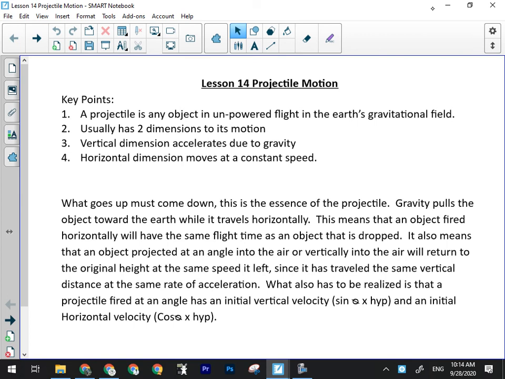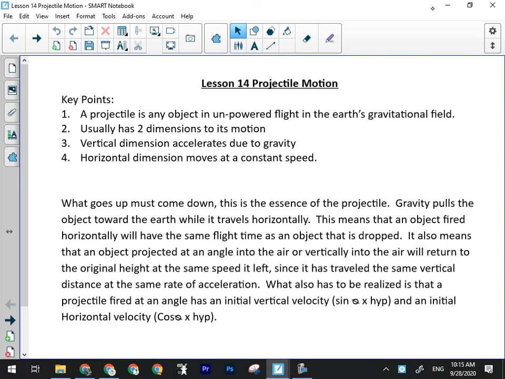So today, what we're going to look at is kind of the basics of projectile motion and the first two types, and then we'll get to arced projectile motion probably tomorrow. Like we said, key points here: a projectile is any object in unpowered flight in the Earth's gravitational field. This usually has two dimensions to its motion, a horizontal and a vertical. The only one that would not have two dimensions would be if you threw something straight up in the air. It obviously would have no horizontal component.